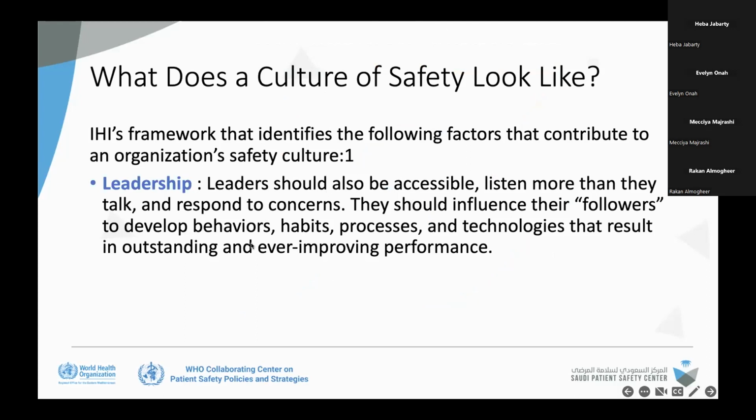And before we start talking about culture and learning system, definitely, who's going to be leading this? The leaders. Without leaders, even if you are very passionate about patient safety, you can't progress, you can't move on. So leaders have a very important role in this framework, and they have to be accessible, they have to listen, they have to influence others, and they have to really be a role model. When the staff can see a good role model who shares the values during the day-to-day business, they will really be impacted.